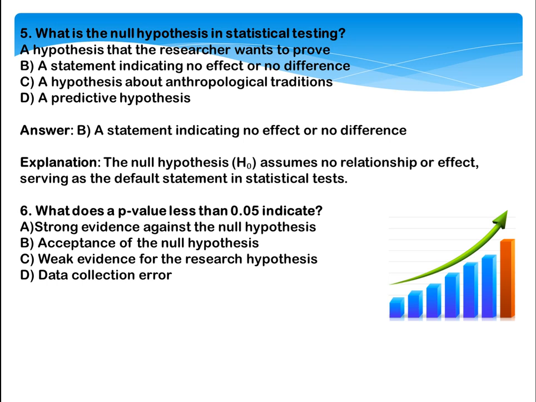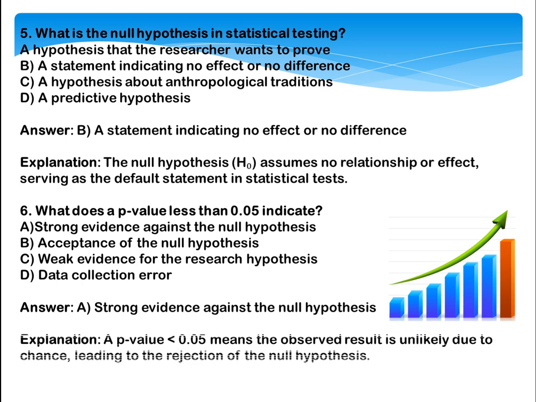A. Strong evidence against the null hypothesis. B. Acceptance of the null hypothesis. C. Weak evidence for the research hypothesis. D. Data collection error. Answer A. Strong evidence against the null hypothesis. Explanation. A p-value less than 0.05 means the observed result is unlikely due to chance, leading to the rejection of the null hypothesis.